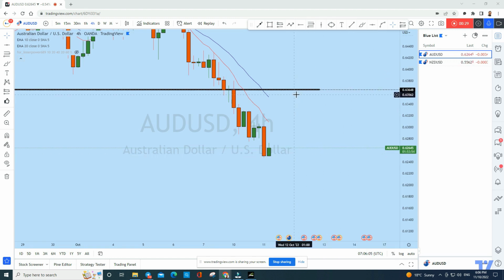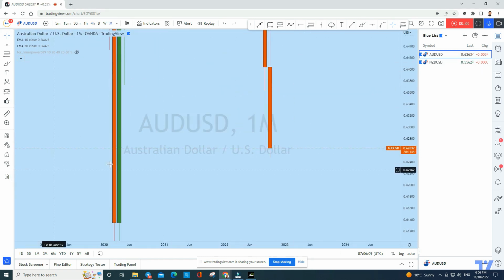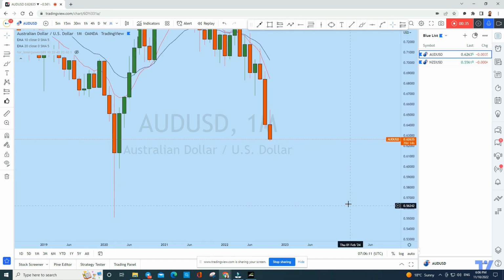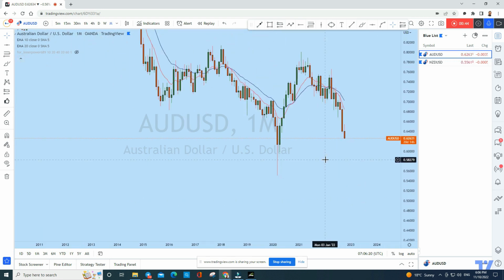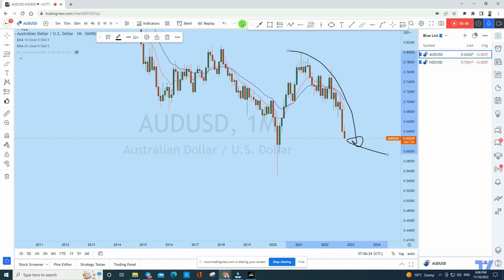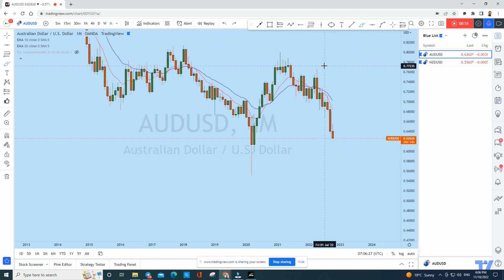Starting first of all with Aussie dollar, starting with the bigger picture, the monthly time frame. Why? Because monthly, weekly, higher time frames will give you a clear direction in the market, removing all the noise from the lower time frame. Now, on the monthly perspective, Aussie dollar is a long-term, strongly bearish market. If you remember, in all my analysis this is what I mentioned.